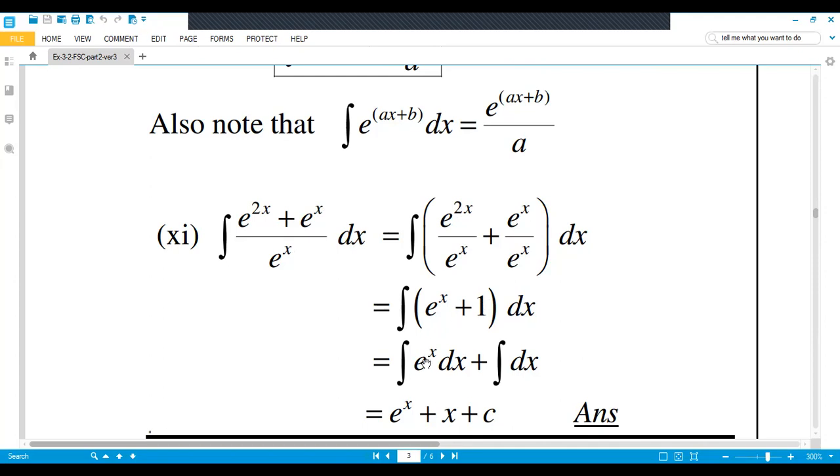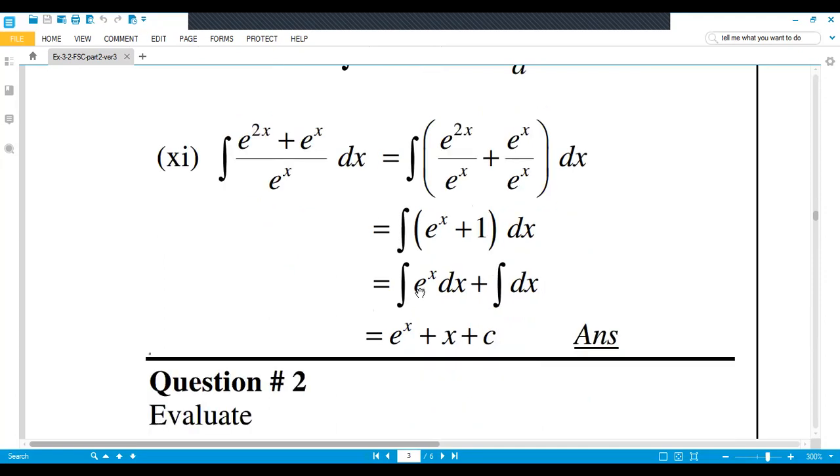So the integration of the first term, e power x dx, plus the integration of 1 dx. So look, the exponential function integrates as it is, the further derivative of x, dx over dx, is 1, so no need to divide by 1, so you write it as it is, and the integration of 1 is x, and c is the constant of integration.